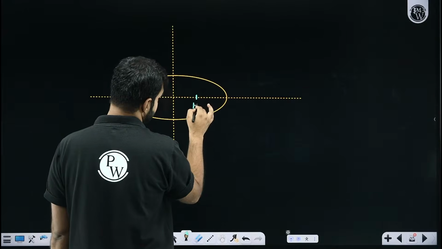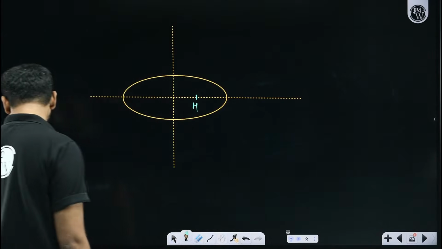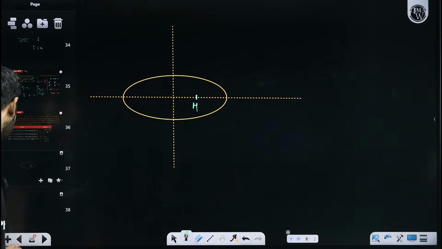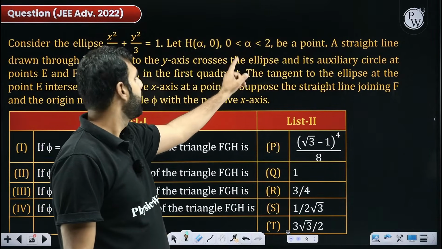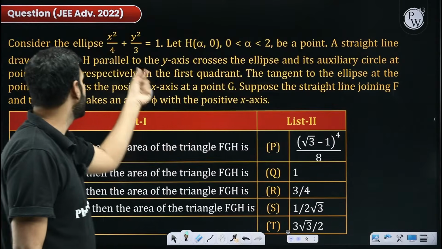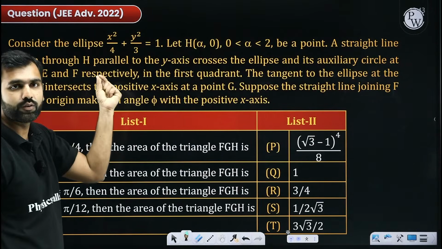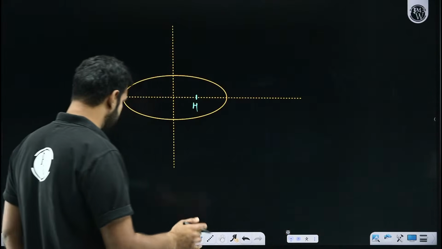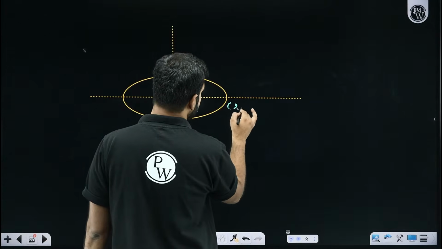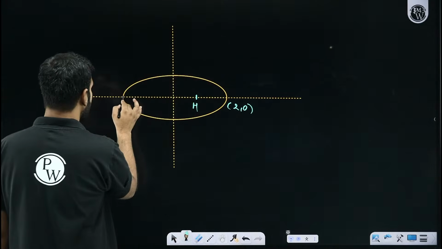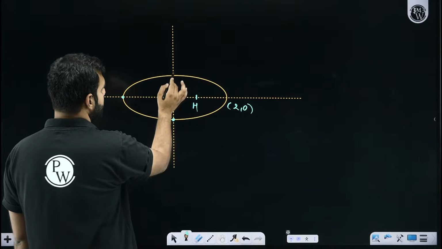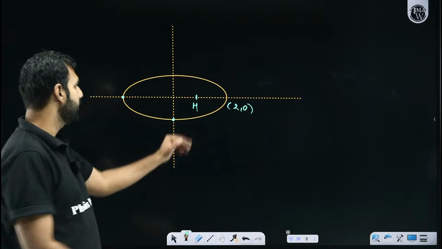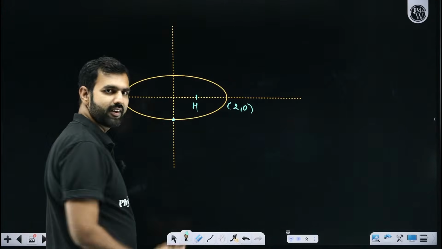Now why am I saying this is H, or why am I taking H here? Let me talk about that as well. All I'm saying is that H is alpha comma 0. Alpha is between 0 to 2. I hope you are seeing 2 square and root 3 square. So I hope I need not tell you this part. This point here will be 2 comma 0 clearly. This point here will be minus 2 comma 0. These points will be 0 comma minus root 3 and 0 comma plus root 3. So H will be between 0 to 2, which means H will be somewhere here only.